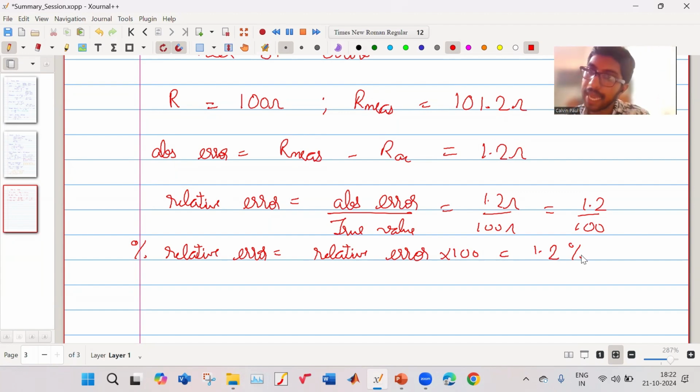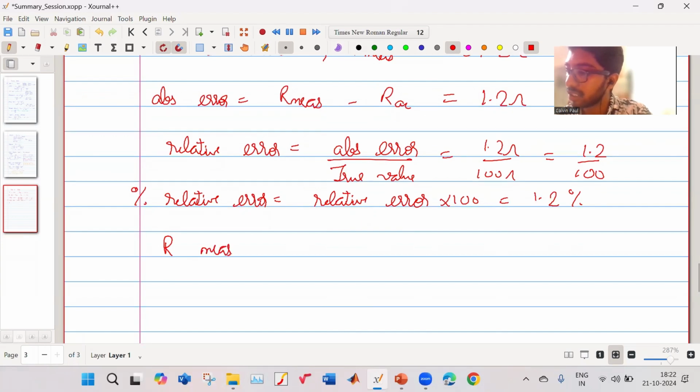Now there is a doubt. We don't know the actual true value of something. How do I know that the true value of this resistance is exactly 100 ohm? I don't know, so it is unknown. In that case, instead of the true value, we must use the measured value in the denominator. That is another case.